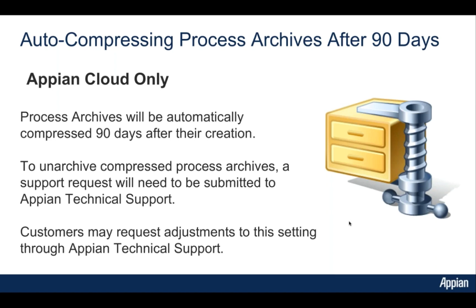Customers may also request adjustments to the settings. So if 90 days does not work for you, if you want to be more aggressive or less aggressive with that date, simply call up Appian Technical Support. We'll be happy to adjust that on a per customer basis.